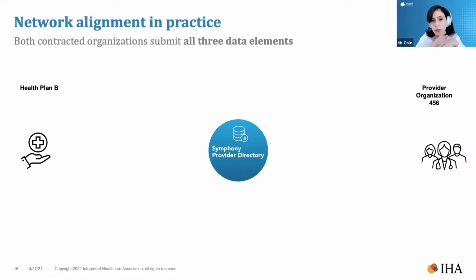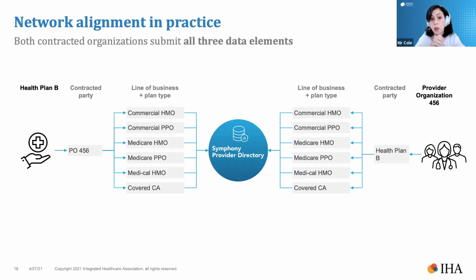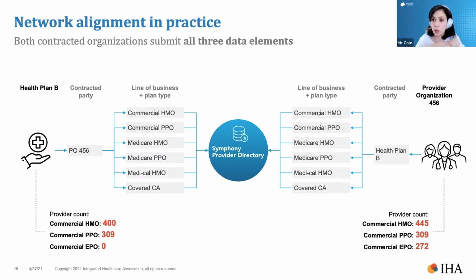So now let's look at how network alignment actually works in practice. Again, the two contracted parties on either side, Symphony is right in the middle facilitating that conversation. The first level of information we get from both sides is their contracted party. We can confirm that they're contracted with one another. The second level and the third level combined together are the lines of business and plan type. Now, if we were to look at the data that's submitted, we may still have a mismatch in the counts, but suddenly the language that we speak makes it easier for us to reconcile those conflicts.